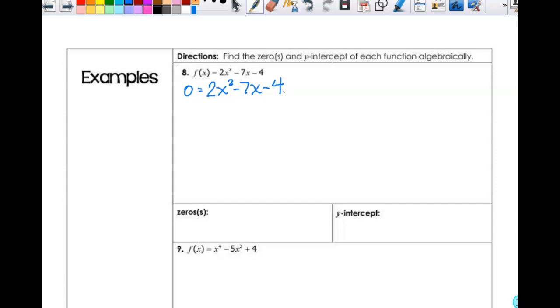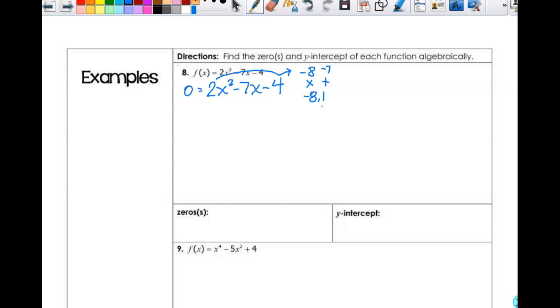Lord help us all. Some of you really, really need to go back and practice factoring a lot more. So a is not 1, which means I'm going to multiply 2 times negative 4, and that's going to give me a negative 8. I need two numbers that multiply to give me a negative 8 and add to give me a negative 7. So my numbers are going to be negative 8 and a positive 1, because those will multiply to give me a negative 8 and combine to give me a negative 7.